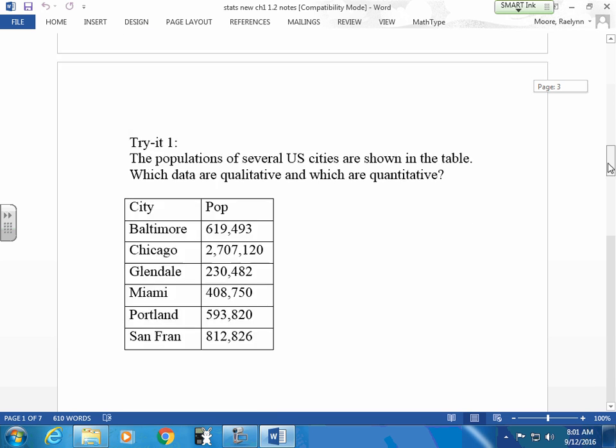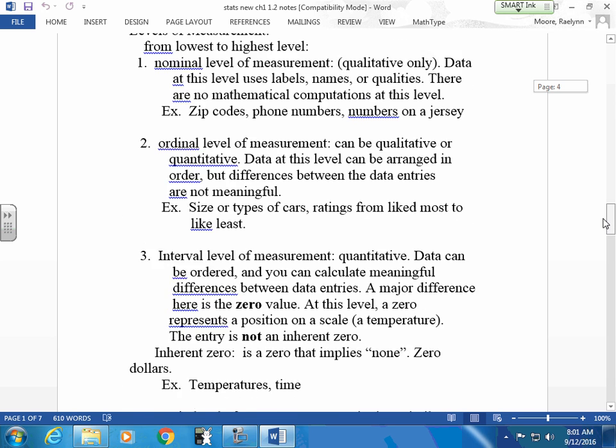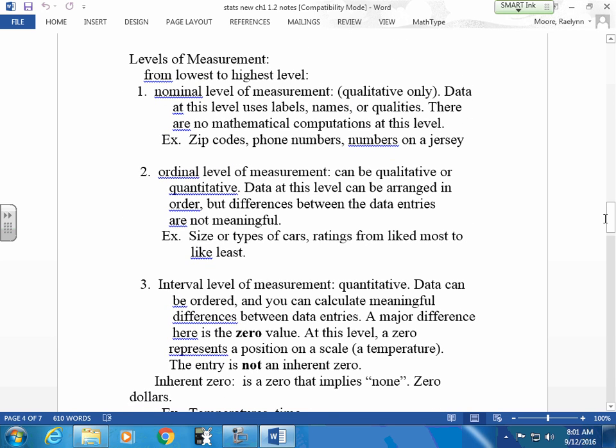This is the really important part: the types of data. It goes from lowest to highest. So when they ask you to classify your data, you classify it to the highest level. So a number would also be nominal, could be ordinal, could be interval, but if the highest level is ratio, we give it the ratio level. We started to go through this, I think we got to interval.